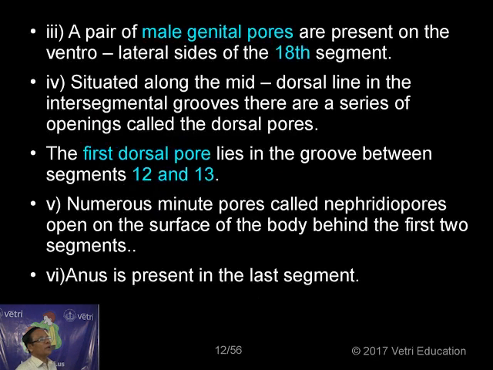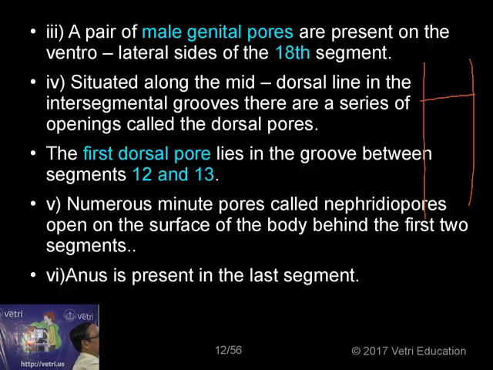Now the male genital aperture, 1 pair. So a single oviducal aperture is formed by the union of 2 oviducts in the 14th segment. Now we have a pair of male genital apertures present on the ventrolateral sides. Suppose this is the 18th segment. Now this is what we have, the male genital aperture, in the 18th segment.